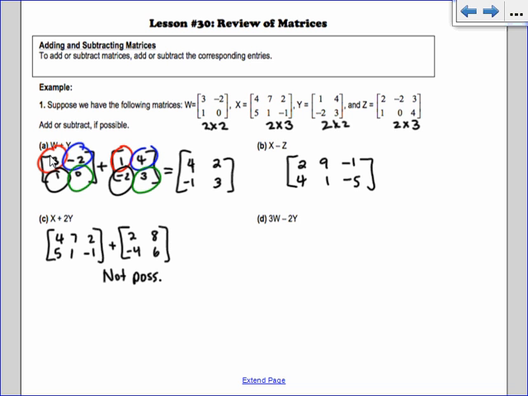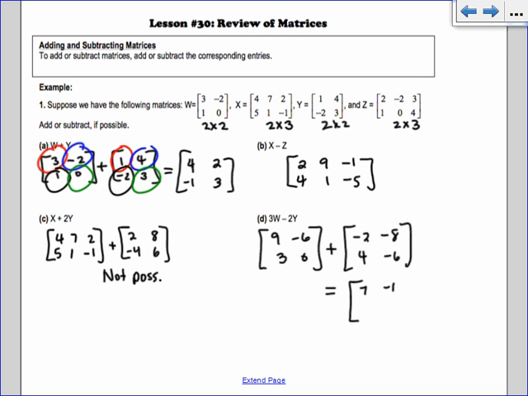And the next one, 3w, you would have 9, -6, 3, and 0. And then I'm going to go ahead and say plus, and then I'm going to multiply a -2 into the y. So I'm going to have -2, -8, 4, and -6. So when I do add those together, I get 7, -14, 7, and -6. All right, so that's pretty easy.